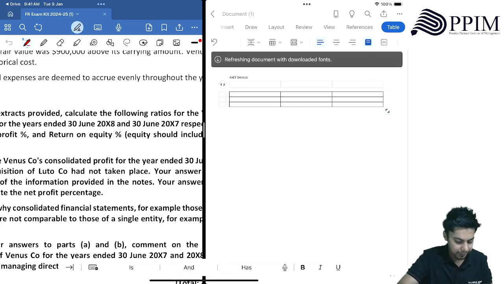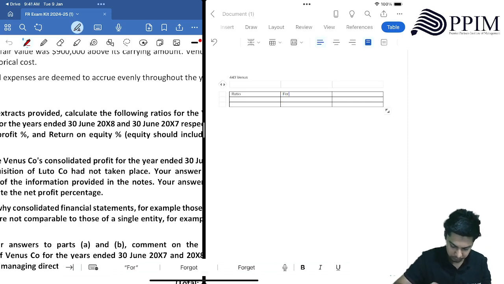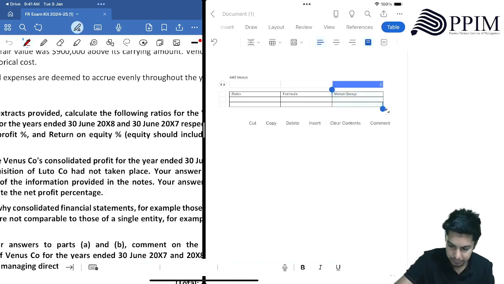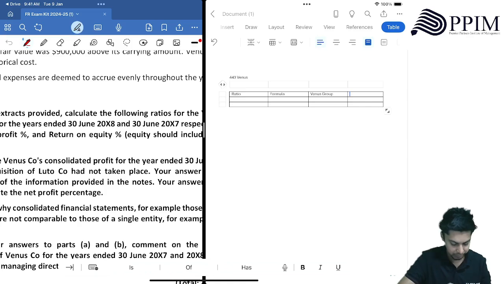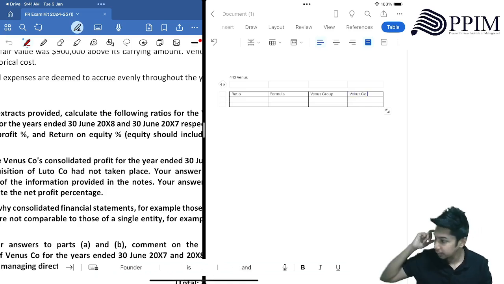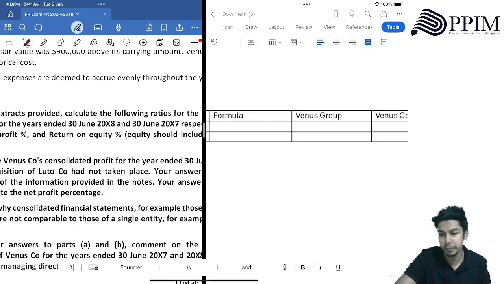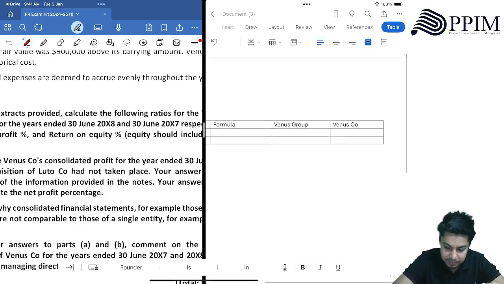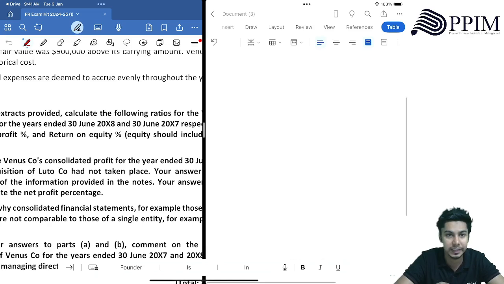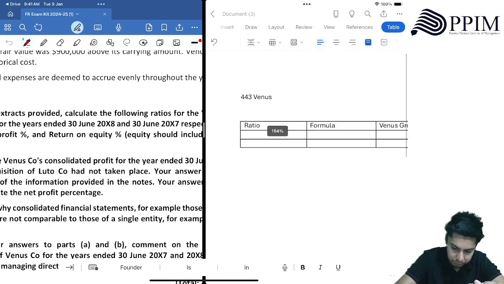So you name it as ratio, formula, Venus group, and then the other one, Venus Corporation. Understand, one is a consolidated ratio. This one is Venus group. Normally group means consolidation, whereas Venus and Co means what? Single entity.